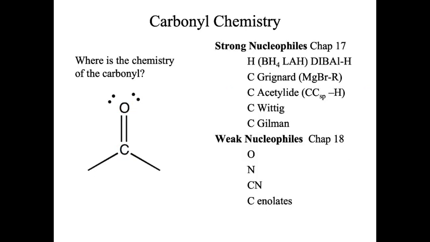So, what are all our nucleophiles? Chapter 17. We're going to start with hydride. Then we'll move through carbon as a Grignard, carbon as acetylide. We'll do very fast. Carbon is Wittig, carbon is Gilman. Anybody notice any issues potentially with all of our carbon ones? Which one of those carbon ones doesn't belong?